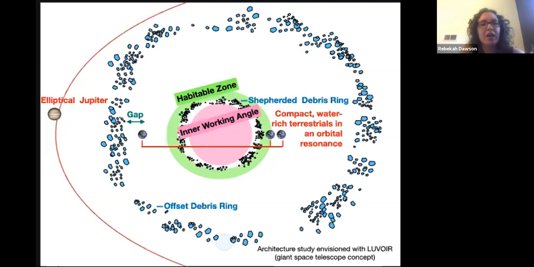Meanwhile, there's a Jupiter on an elliptical orbit that's been characterized using radial velocity and Gaia. It's causing an offset in the debris ring, and it may have played a role in delivering water to these water-rich terrestrial planets. So it'll be cool to be able to do things like this for other solar systems.